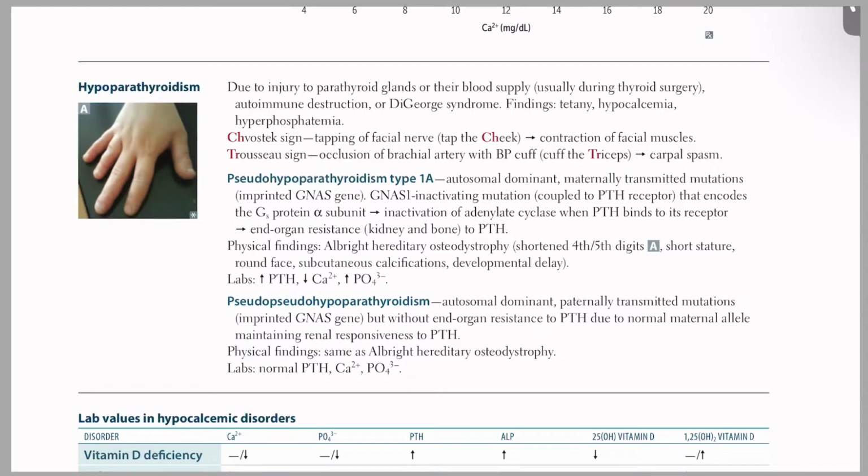Chvostek sign: tapping of the facial nerve, tap on the cheek, causes contraction of facial muscles. Trousseau sign: occlusion of the brachial artery with a BP cuff, cuff the triceps, causes carpal spasm.